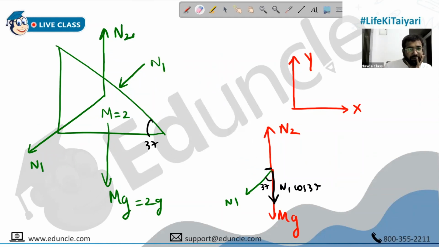What now? Until here, things are fine. This is N1 sine 37. And they have given us acceleration. Why should we include pseudo? But then if we don't include pseudo, this doesn't make sense, because there is no force on the right side. There should be a force on the right side.